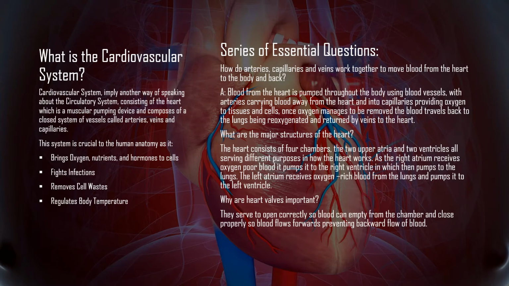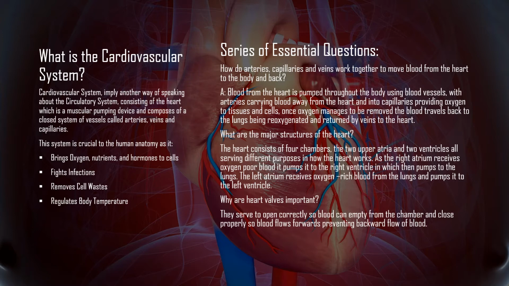To the right, there is a series of essential questions. For the first question, we'll be answering how arteries, capillaries, and veins work together to move blood from the heart to the body and back. Blood from the heart is pumped throughout the body using blood vessels, with arteries carrying blood away from the heart and into capillaries, providing oxygen to tissues and cells. Once oxygen is removed, the blood travels back to the lungs and, being reoxygenated, returns by veins to the heart.